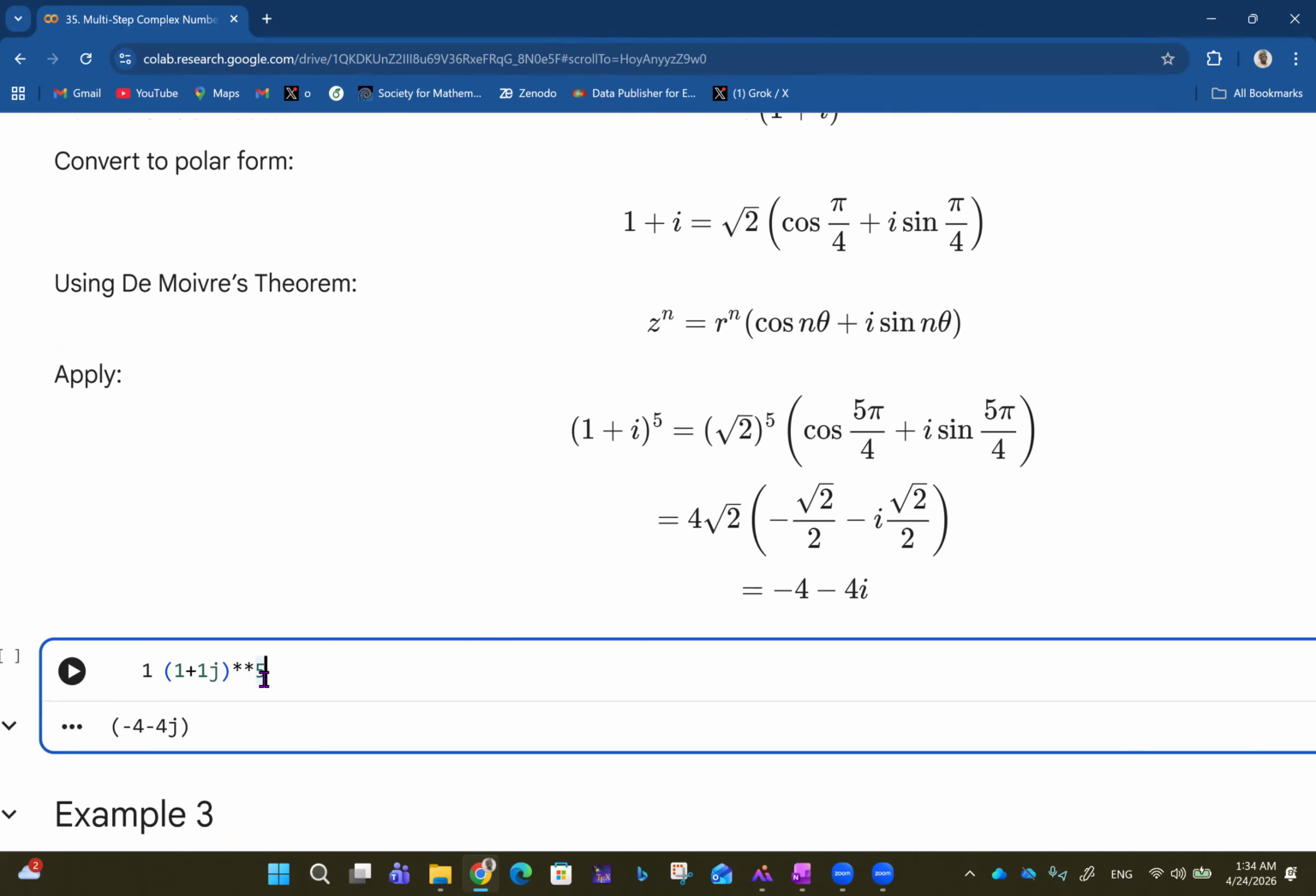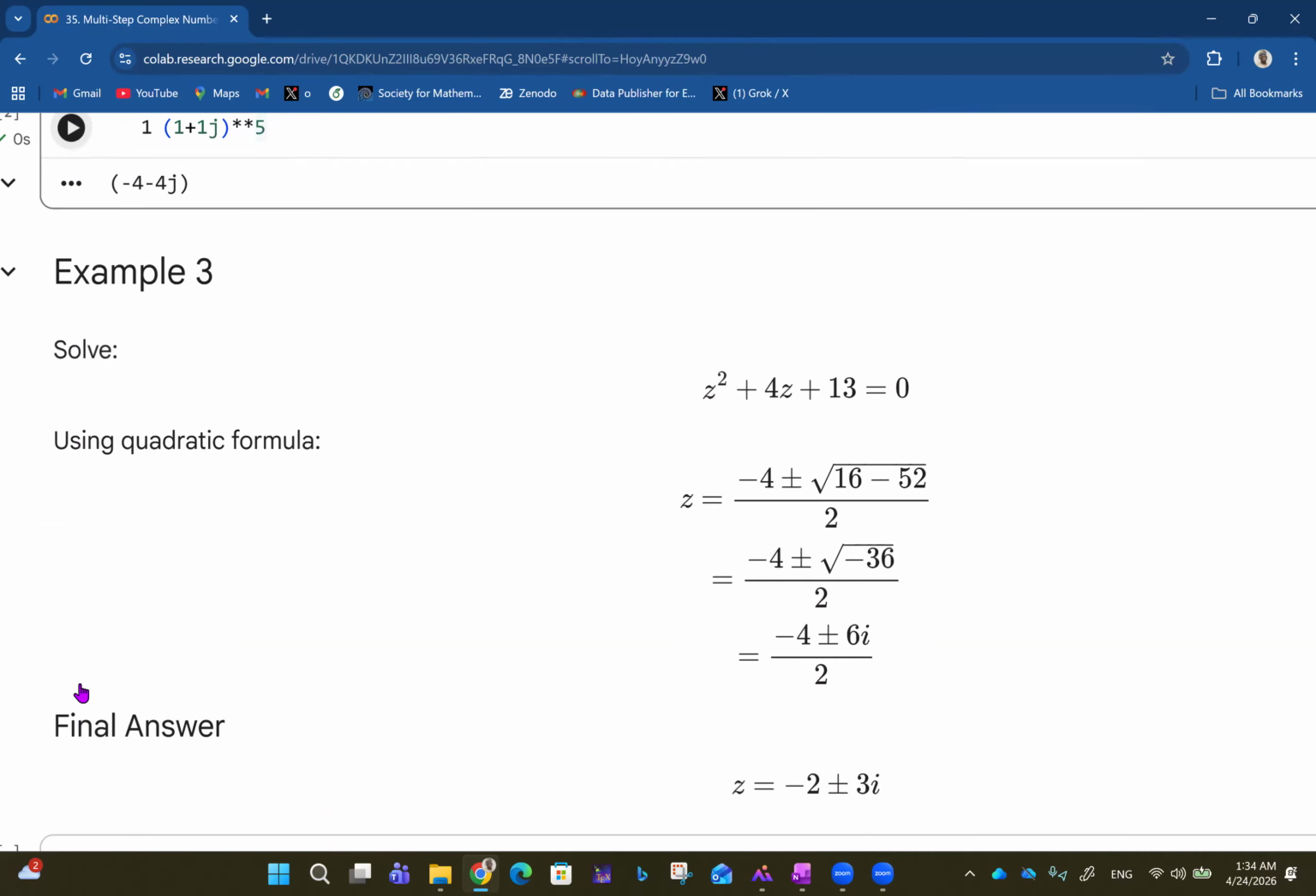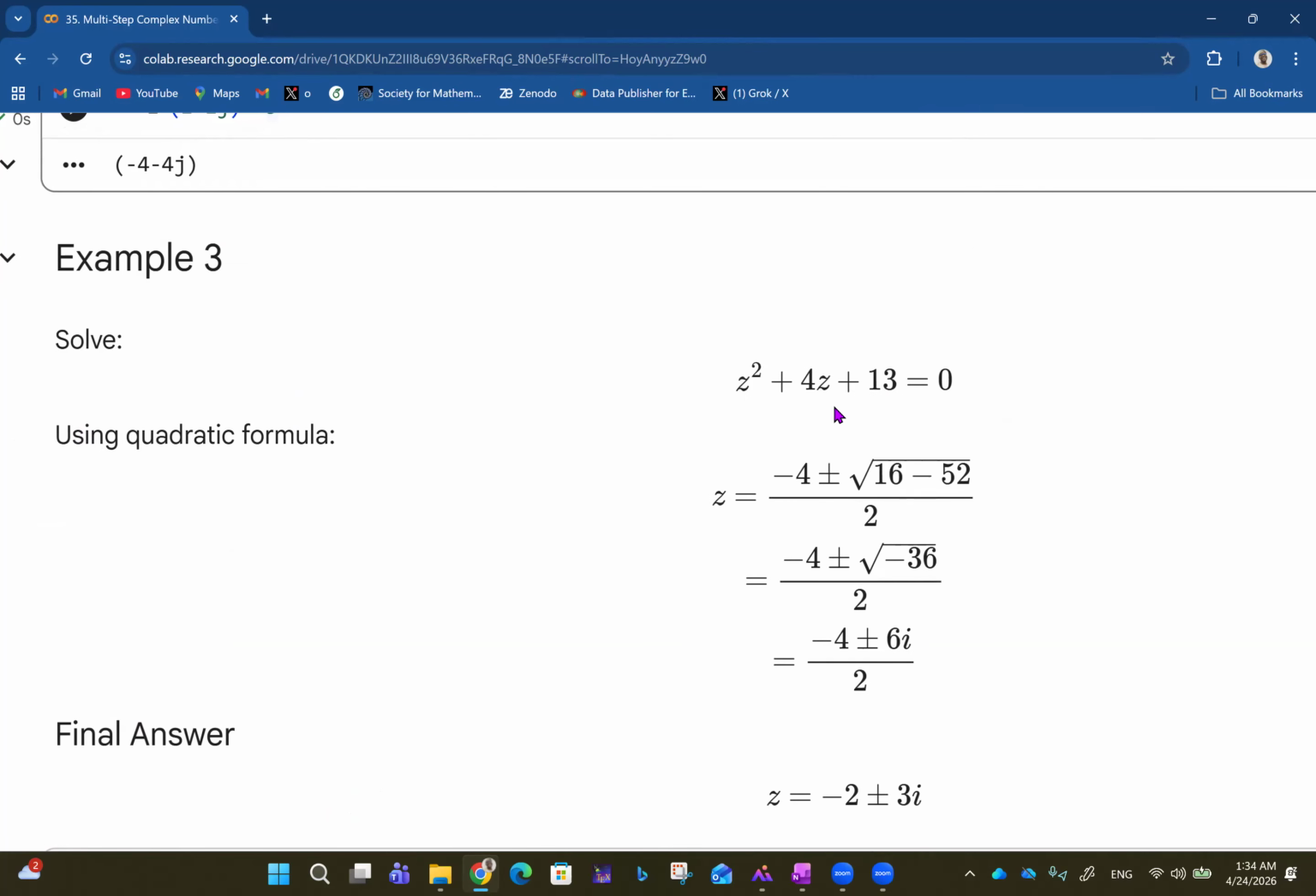So you want to confirm that 1 plus 1j raised to power 5 gives you minus 4 minus 4j. Then you have example 3. So you want to solve z squared plus 4z plus 13 equals 0. Yeah, here it's quadratic in nature. Just use your quadratic formula.